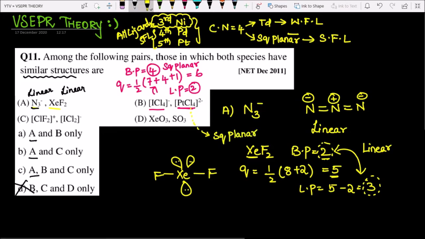So in case of B also, both the species, can you see, ICl4 minus is also square planar, and PtCl4 2 minus is also square planar. So B is also supposed to be there. So you can eliminate option B.